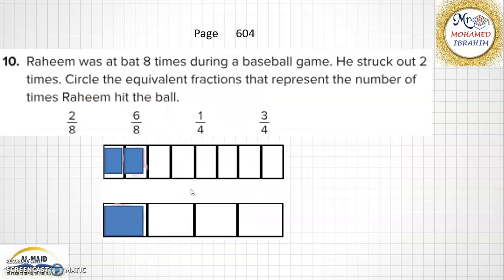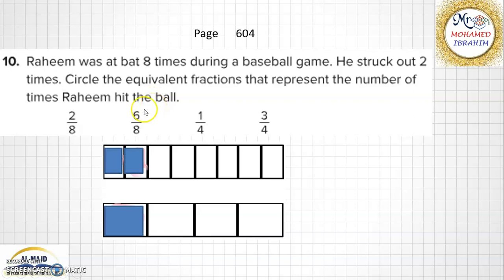Turn the page over. At page 604, you will find this example. Rahim was at bat 8 times during a baseball game. He struck out 2 times. Circle the equivalent fractions that represent the number of times Rahim hit the ball.